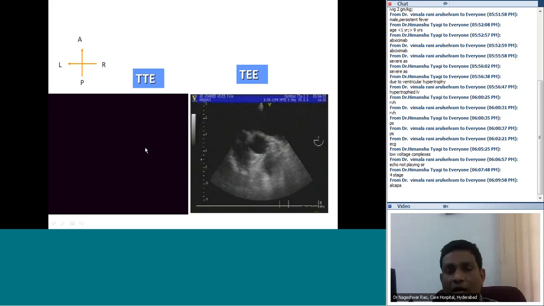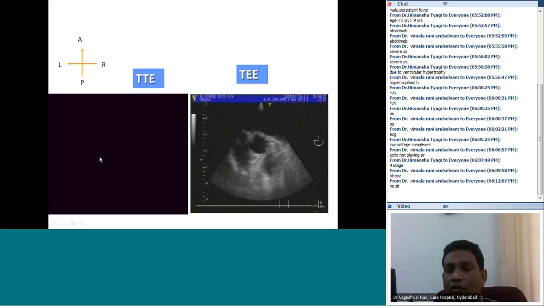So why do they develop the chest pain? What is that you are telling? I don't understand.